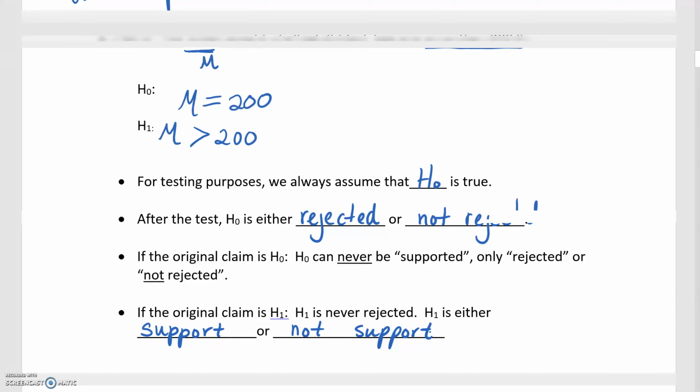And the wording sometimes is what trips up students. When we don't support it, sometimes you'll say there's insufficient evidence to support the claim. Okay, so that would be saying we don't support the claim. So you want to get the concepts as well as just these exact words.